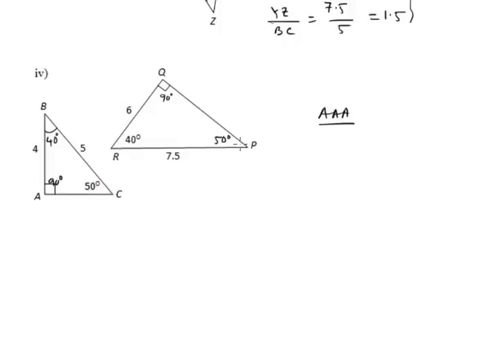Then the arms opposite the corresponding, equal angles: the 90 degree angle's opposite arm is BC, and the 90 degree angle's opposite arm is PR. So BC and PR are corresponding. The 40 degree angle's opposite arm is AC, and the 40 degree angle's opposite arm is PQ. So AC and PQ are corresponding arms, and the 50 degree angle's opposite arm is AB, and the 50 degree angle's opposite arm is QR. So AB and QR are corresponding arms.